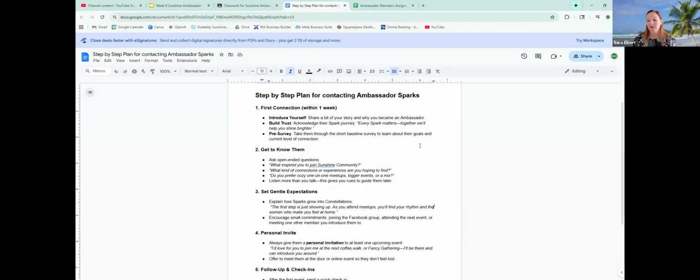And then listen more than talking, because active listening and asking questions is going to get you more information and give you cues on what they're looking for in order to be able to connect them in the way that they're looking for. And then setting gentle expectations.